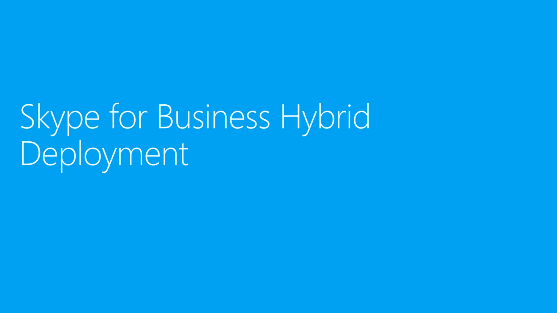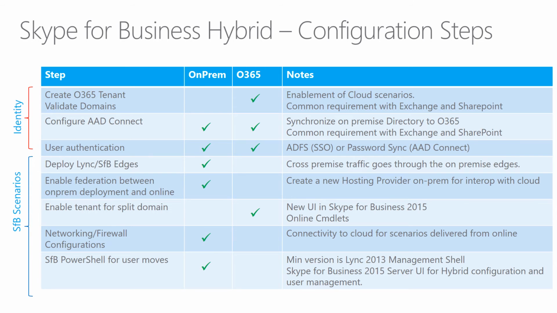So now let's look at how to deploy Skype for Business Hybrid. That table shows the different steps that you need to take to configure this. Initially you need an Office 365 tenant, and then you need to validate your domain. You cannot do that with the onmicrosoft.com domain. Then you need to have Azure Active Directory Connect configured and synchronize your on-premises Active Directory to the cloud. And then you need to have user authentication in place, either through ADFS or through password sync. You then need to have your Lync or Skype for Business Edge server deployed with, like we said already, the firewall ports opened.